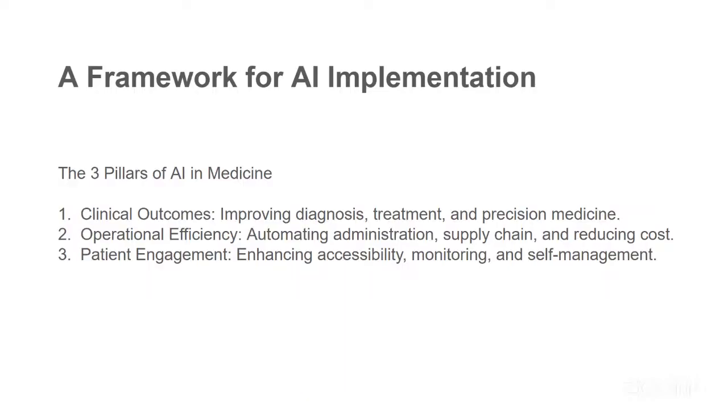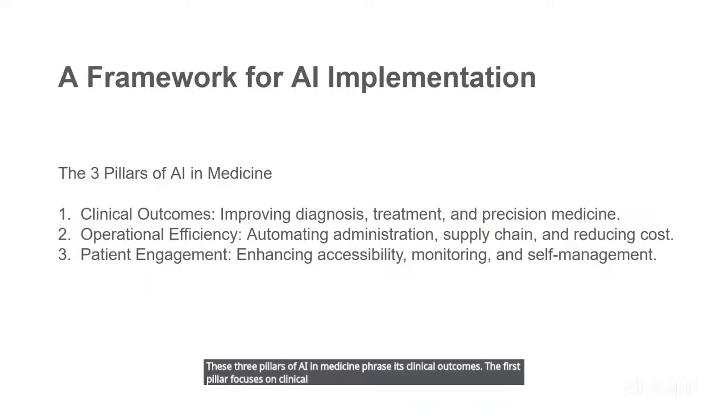To understand how AI is structured, we have to know the three main pillars. These pillars help us understand how AI creates real value, not just technology. These are the three pillars of AI in medicine. First is clinical outcomes. The first pillar focuses on clinical outcomes.